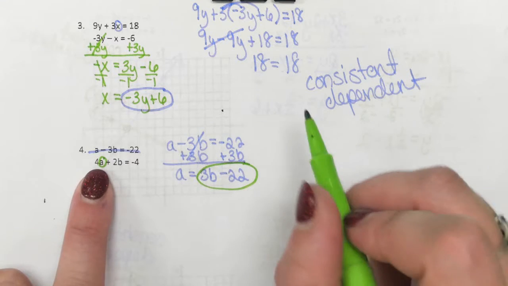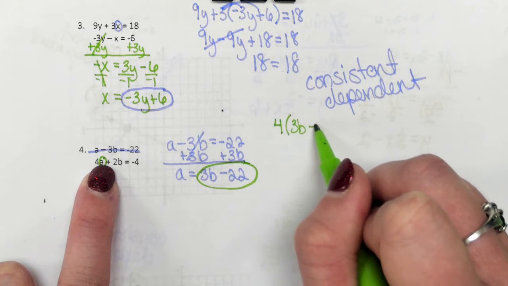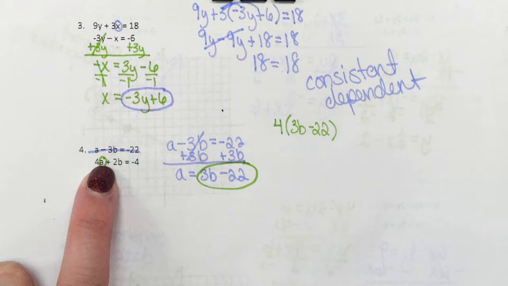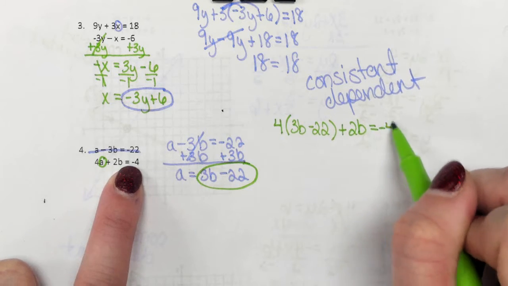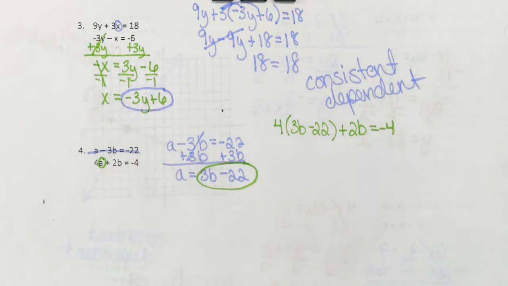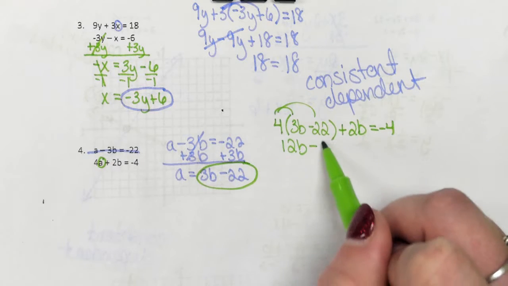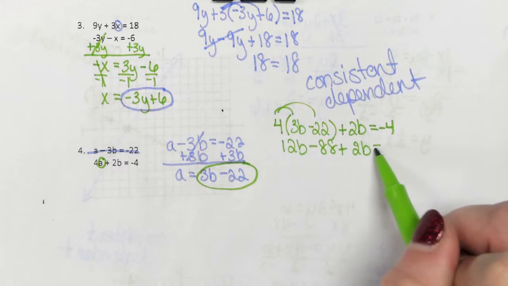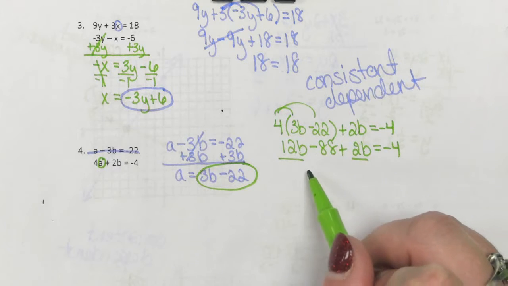All right, so here we go. Let's follow this. It says 4, and then we're not going to put A. We're going to put 3b minus 22, and then plus 2b equals negative 4. All right, let's distribute that 4. All right, I got a 12 and a 2. They're on the same side. So just add them together. What's 12 plus 2? 14.